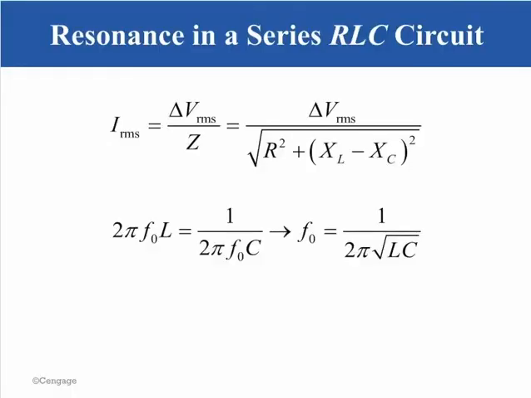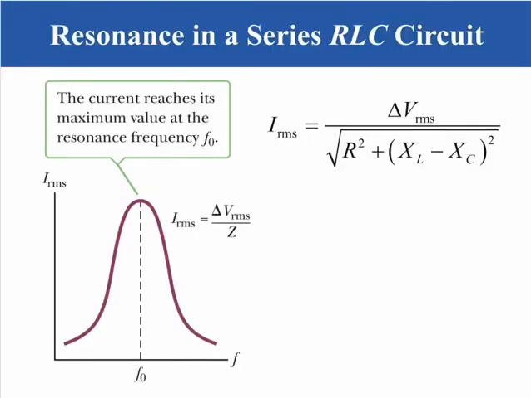In general, the RMS current in a series RLC circuit can be written as shown. From this equation, we see that if the frequency is varied, the current has its maximum value when the impedance has its minimum value, which occurs when XL equals XC. In this situation, the impedance of the circuit reduces to Z equals R. The frequency at which this happens is called the resonance frequency.